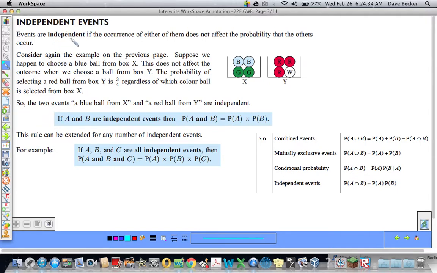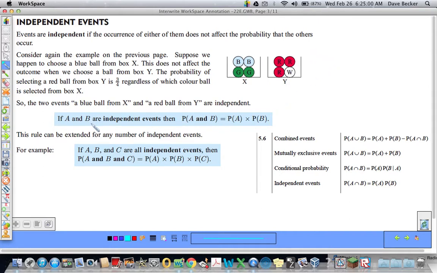Events are independent if the occurrence of either of them does not affect the probability that the others occur. Drawing a ball out of separate boxes, the draw out of the X box does not affect the outcome of drawing a ball out of the Y box.